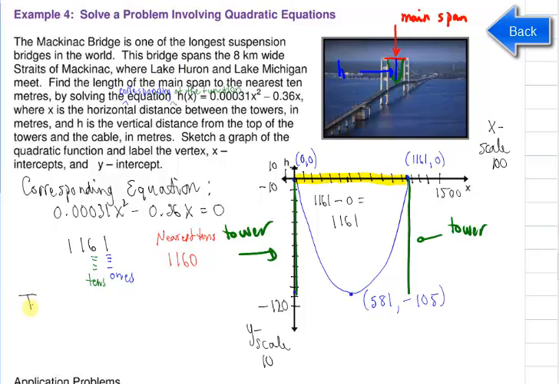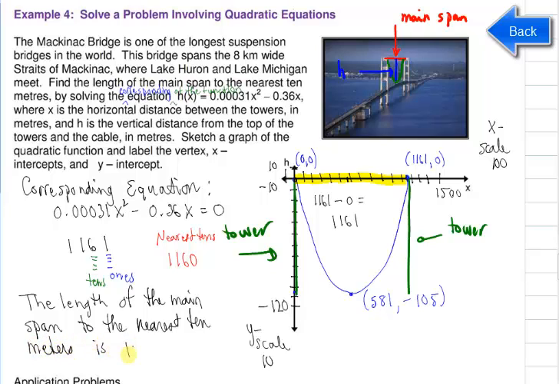Okay, so we're ready to write our final sentence. The length of the main span to the nearest 10 meters is 1,160 meters. So that concludes section 4.1.